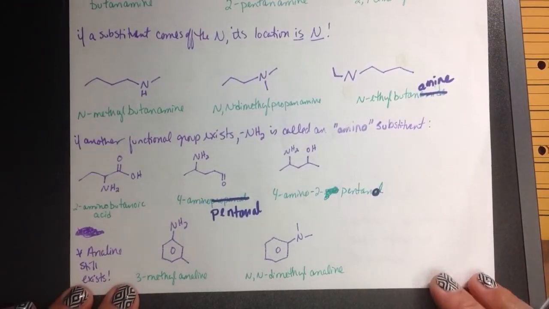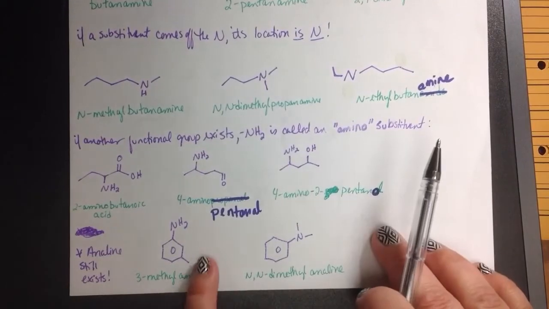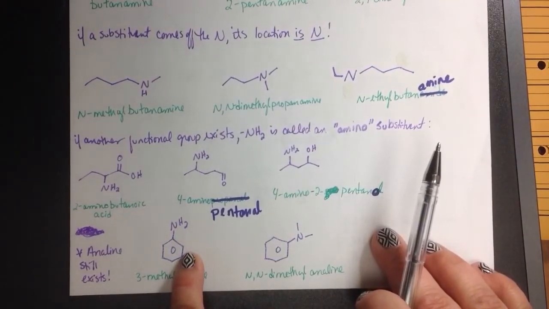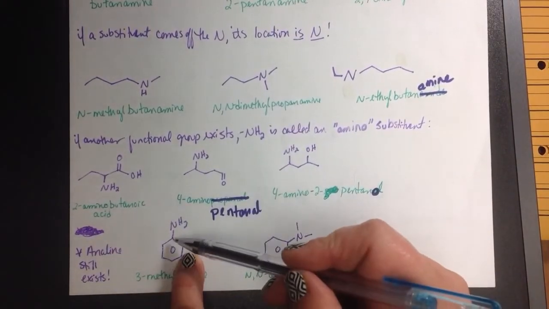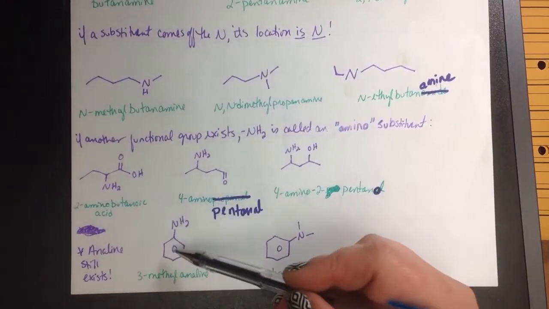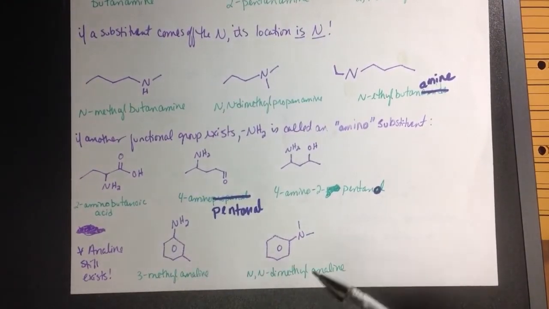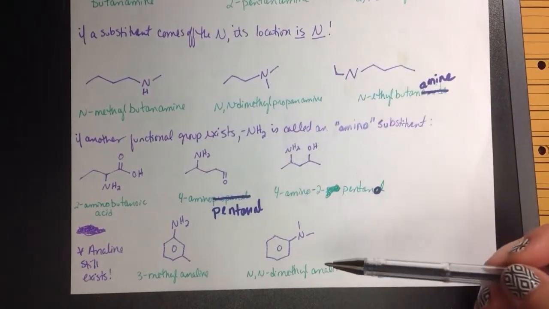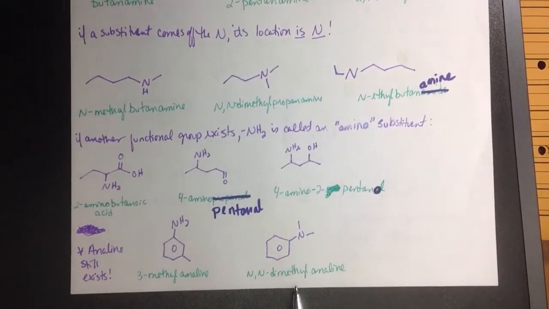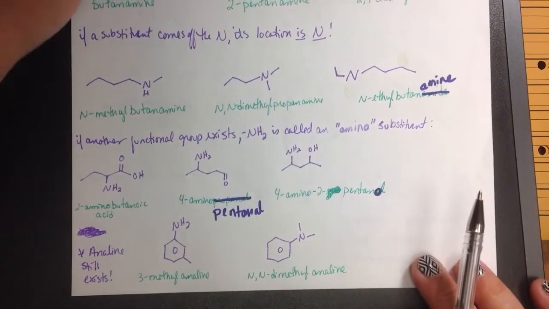Aniline still exists. That hasn't gone anywhere. So remember, that's what aniline looks like right there. And that would be carbon number 1. And we number from there. So this becomes 3-methyl aniline. Or, as we did above, this becomes N,N-dimethyl aniline. Okay, good.